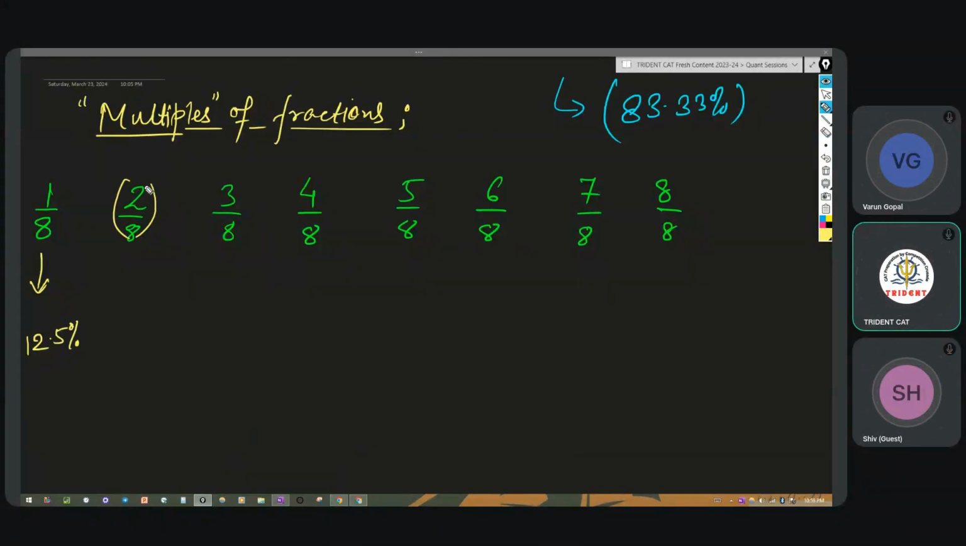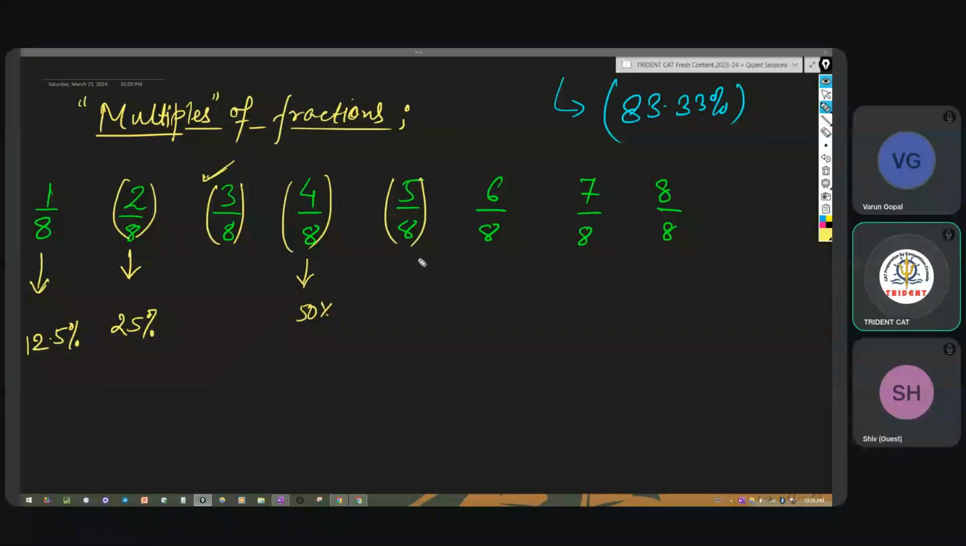I'm not going to look at 2 by 8, the multiple, as 2 by 8. I'm always going to reduce it in my mind. Is this not 1 upon 4? Yeah. So is this not 25%? Yes. So I'm not really too much sure about this 3 by 8. Okay, we'll hold this number for a while. What about 4 by 8? This is 1 by 2. That is 50%. Yeah.